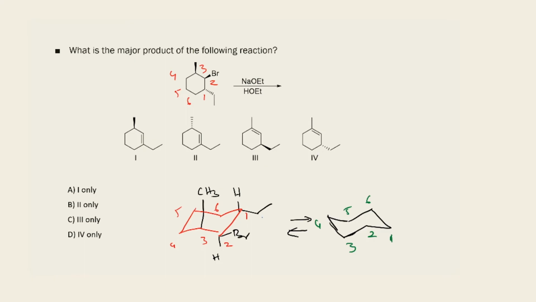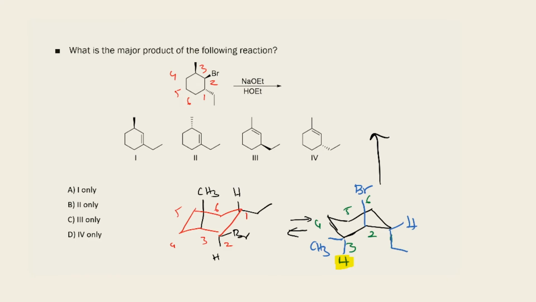So, number 1 it was in the equatorial position, now it is going to go to the axial position, right, and Br which is in carbon number 2 which used to be in the equatorial position, now it will go into the axial position, and because the CH3 is actually cis to the Br, the CH3 would end up in the equatorial position, right. So, now if I draw out the neighboring hydrogens, there is only one possibility for elimination, which is from this hydrogen as shown here.